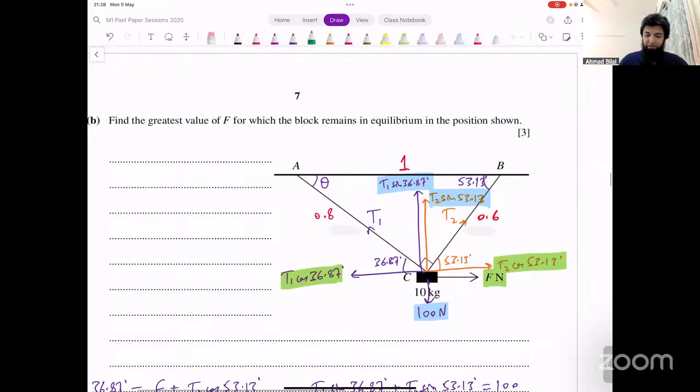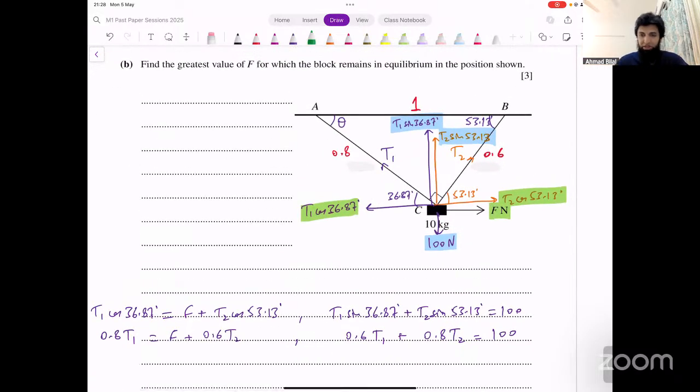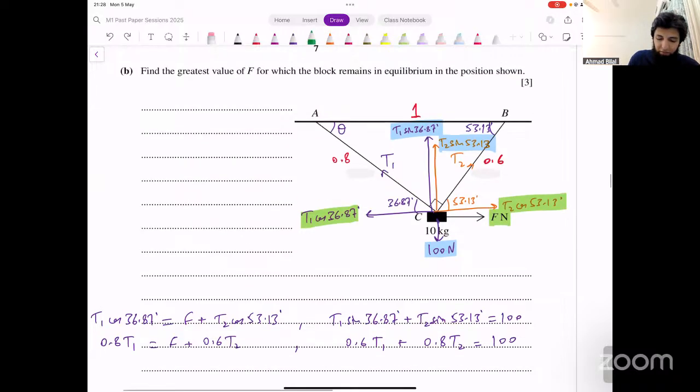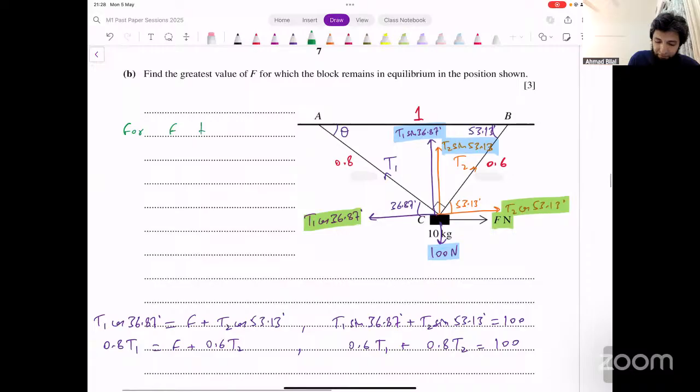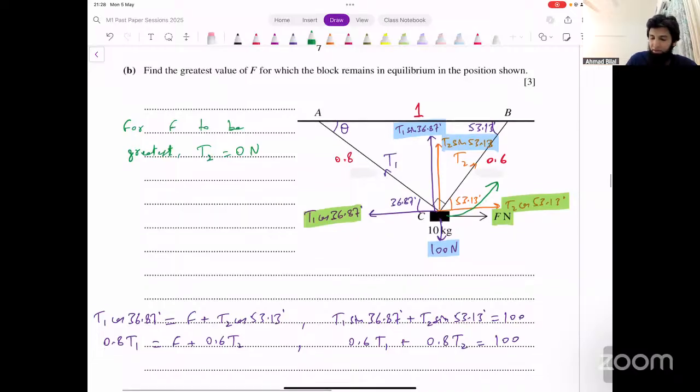So what we do is we say, if the equilibrium is just about to break, what would happen would be the tension in the second string, T2, is going to become 0. So that's what we put there. We say for F to be greatest, the object would just be about to move towards the right side. It'll be in an equilibrium state that's just about to break. When it's just about to move to the right, this tension is going to become 0 because the string will become slack. T2 will become 0 Newton in this case. Okay, this string is going to become slack.